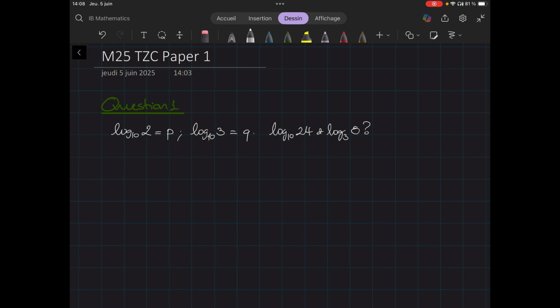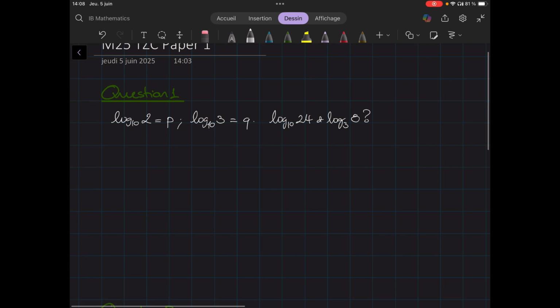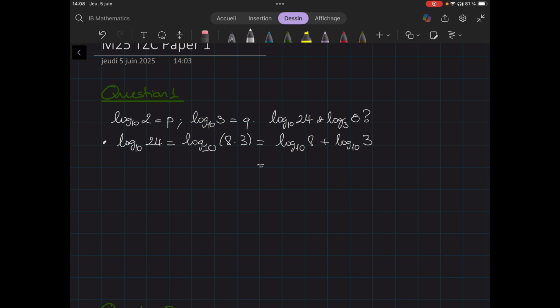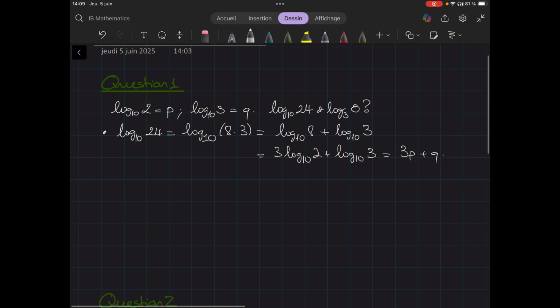Let's kick us off with question 1 on logarithms. Log base 10 of 24, that's log base 10 of 8 times 3. That's going to be log base 10 of 8 plus log base 10 of 3. Log base 10 of 8, that's going to be 3 times log base 10 of 2. And you should get 3p plus q as your final answer.